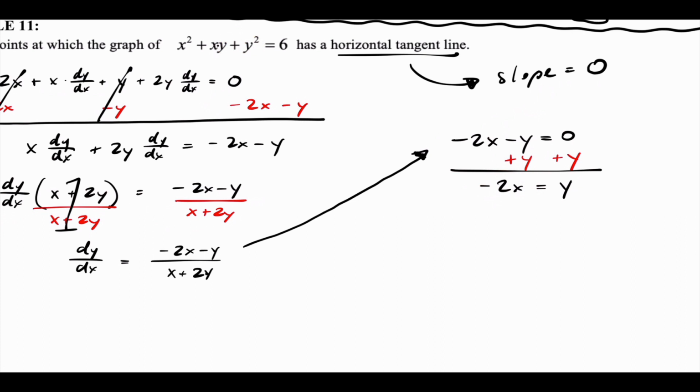Okay, so what is that going to look like? It's going to look like this. It's going to be x squared plus x times y plus y squared equals 6. Everywhere there was a y, I plugged in a negative 2x. Now there's no more y's. I can solve for x now.